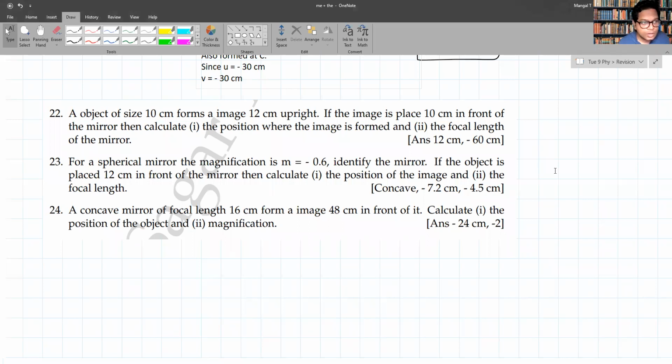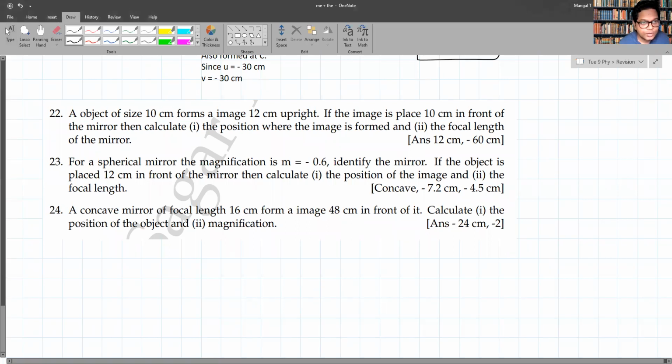So in this, an object of size 10 centimeter forms an image 12 centimeter upright. So O is equal to plus 10 centimeter. I is also equal to plus 12 centimeter. Okay, it is upright. So this will give you M is equal to I by O. So M is equal to 12 by 10, so M is equal to plus 1.2. Again, I know it is plus because it is upright. If the image was inverted, that means it is a real image.